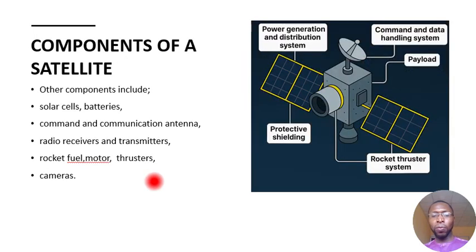Alright, now let's talk about the components of a satellite. This is a typical diagram of a satellite. It consists of a power generation and distribution system. It has protective shielding. It has a rocket thruster system. It has a payload. It has a command and data handling system. The other components include the solar cells, the batteries, the command and communication antenna, the radio receiver, the transmitters, the rocket fuel, rocket motor, rocket thrusters, and the camera. These are the components of a satellite.